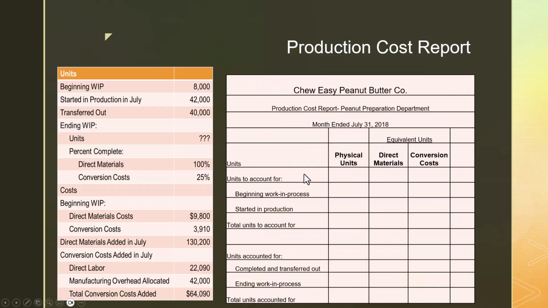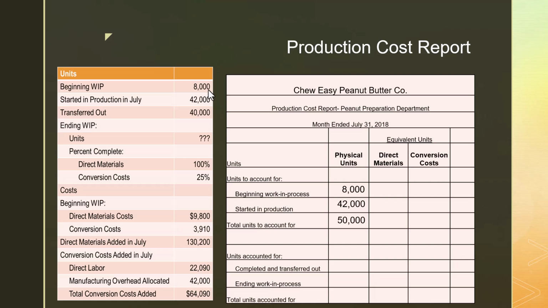We're going to start with the physical units section. We're going to figure out how many cases worth of peanuts we had at all times, and we've got to figure out from there where they lie. So let's start with what we had in beginning WIP. Our information tells us they had 8,000 cases worth of peanuts in beginning WIP, and that during the month they started the production of another 42,000 cases worth of peanuts, which means all in all 50,000 cases worth of peanuts came through the peanut preparation department during the month of July.